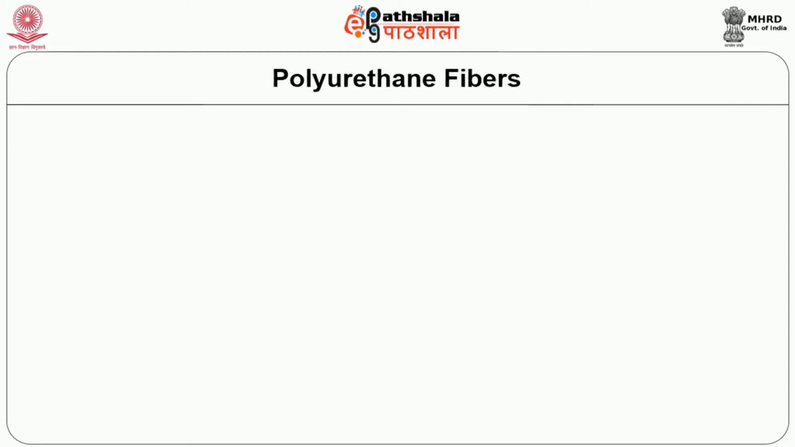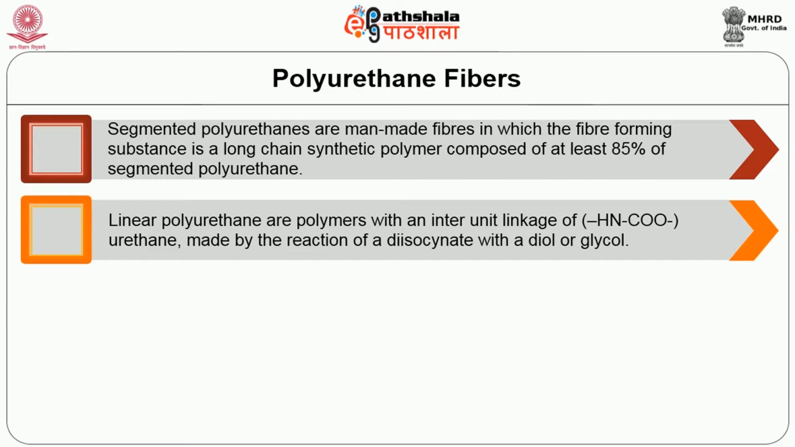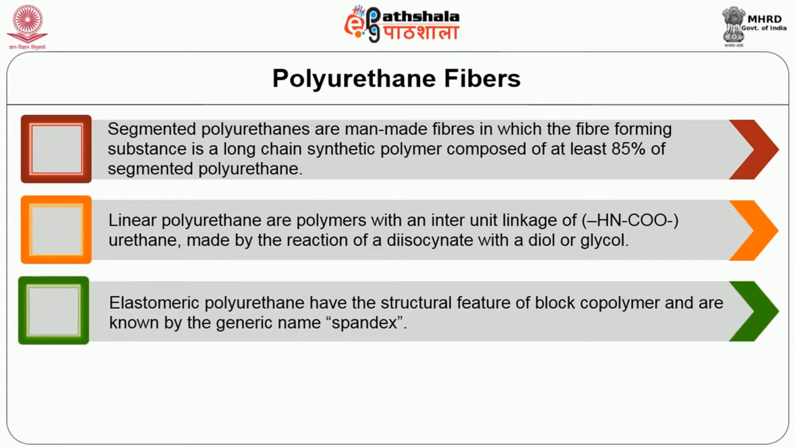We'll go to the next fiber, which is the polyurethane fiber. Polyurethanes are the segmented polyurethanes. They are called elastomers. These are man-made fibers in which the fiber-forming substance is a long-chain synthetic polymer composed of at least 85% of segmented polyurethane. Linear polyurethanes are polymers with an interunit linkage of HNCOO, which is the urethane linkage, made by the reaction of diisocyanate with a diol or a glycol. Elastomeric polyurethanes have a structural feature of block copolymers known by the generic name spandex.